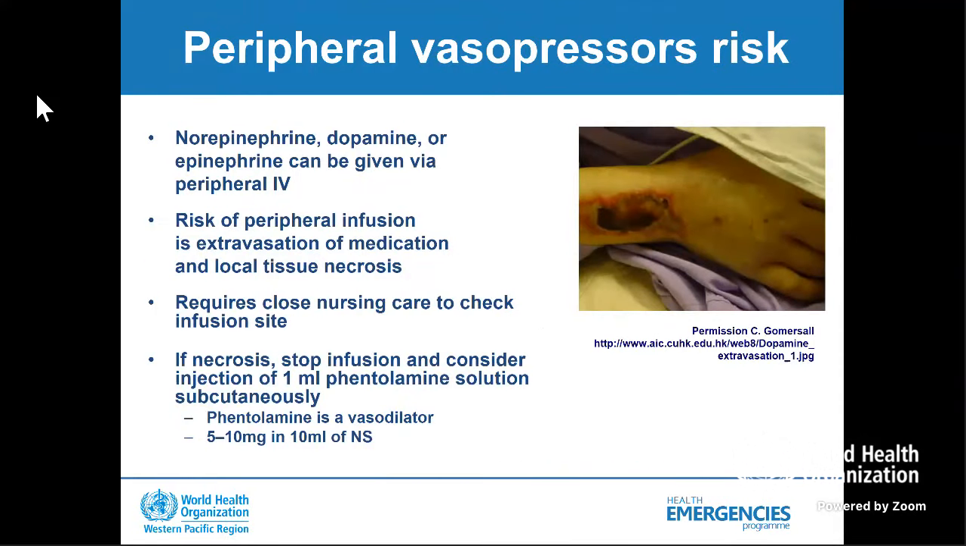Regarding delivering vasopressors through peripheral IVs, there is a risk, and the risk is extravasation of drug into the soft tissue, causing skin necrosis. So the recommendation is, when you're using vasopressors, central venous access if possible. Otherwise, very close nursing care to check the infusion site frequently. If extravasation does occur, you could consider using a topical vasodilator like phentolamine.